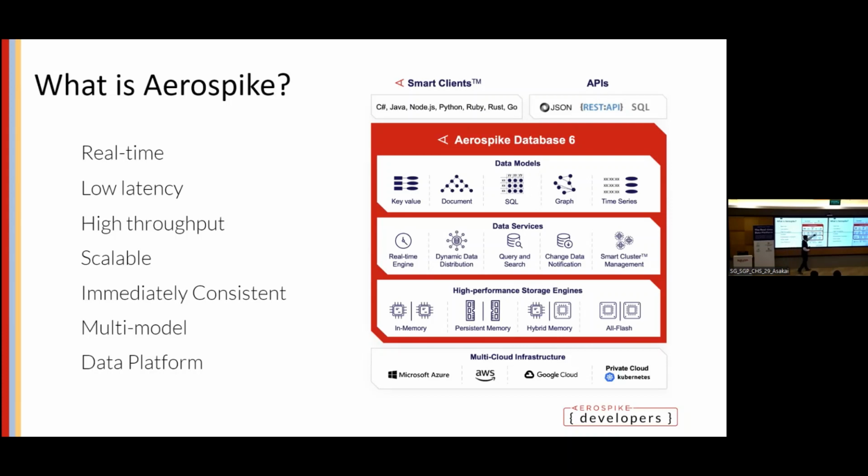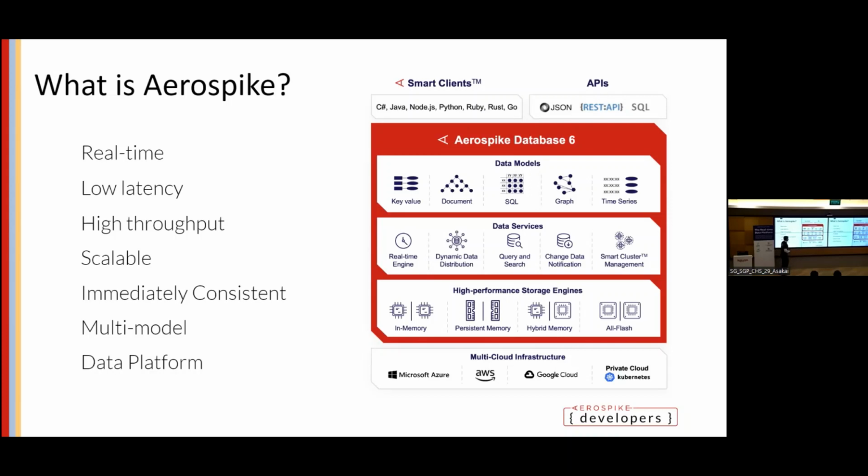You can use that as a time series engine as well. And other than that, you have a real-time engine, dynamic distribution of data, query and search services, change data notification, smart cluster management. So if a node goes down, you don't have to do anything about that. It's dynamically managed, something that you as a DevOps person would love. Instead of having an administrator there who's going to keep looking at the system, whether it's working or not working, and somebody has to handle it.